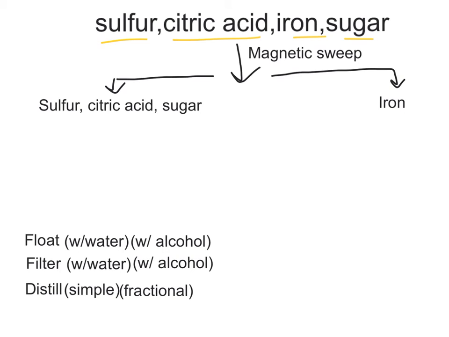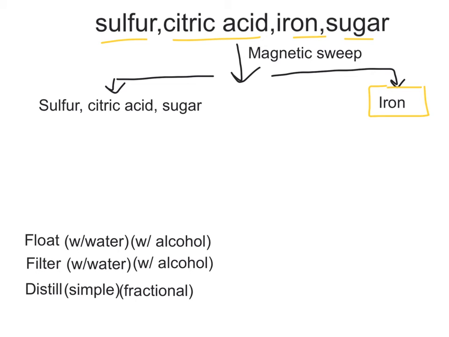Since our iron is now separated from our mixture, I'm going to go ahead and box it in gold so that we can keep in mind we're done with that puppy. We don't have to do anything else. Now, the next thing that we want to do is figure out a separation technique we could use to get sulfur, citric acid, or sugar out.